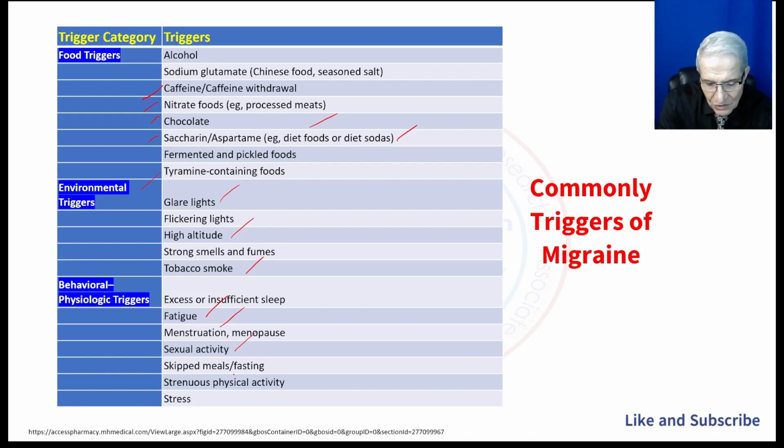All these cause stress, for example. All these may trigger migraine. So for this reason, we have to take this into consideration and try to avoid these triggers. Could be food, could be environmental, could be psychological triggers, as you can see here from the list.